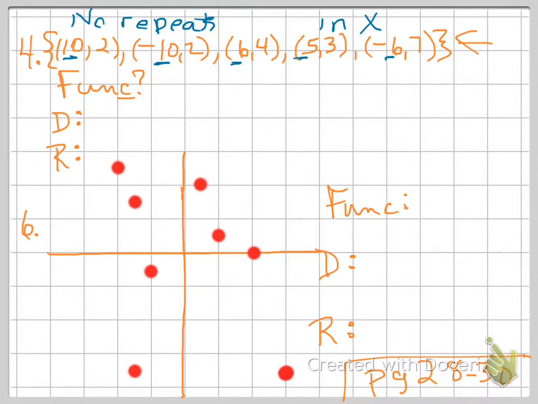So we're looking to see, is there a repeat in our x values? We have a 10, a -10, a 6, a 5, and a -6. No repeats. So is this a function? Yes, this is a function. Now our domain and range, when they give us just points, not a continuous graph, we're going to list each individual x and each individual y.